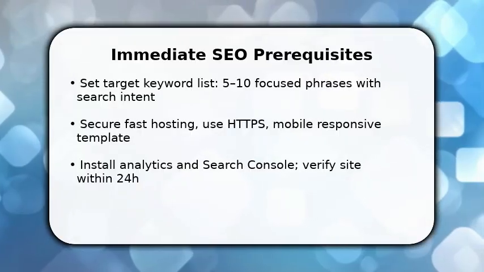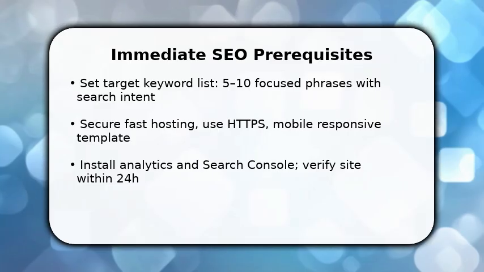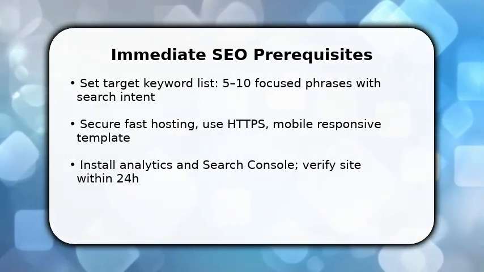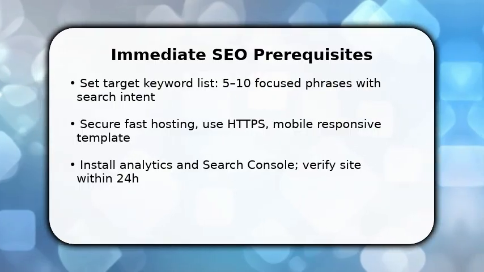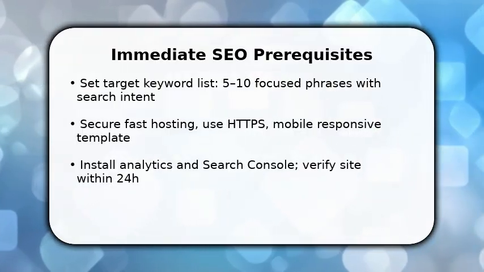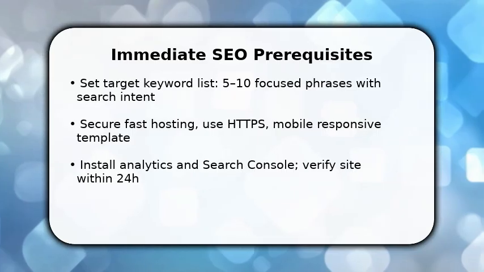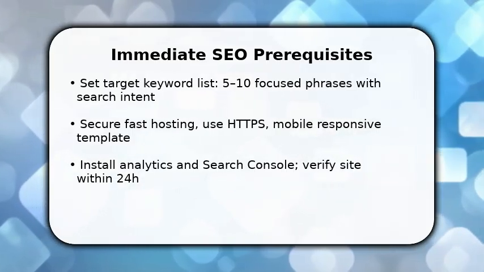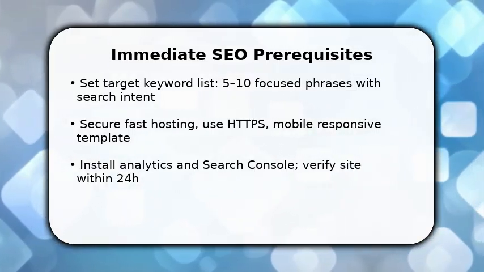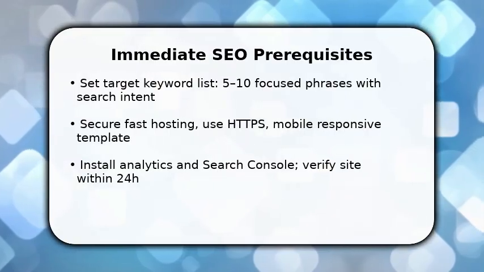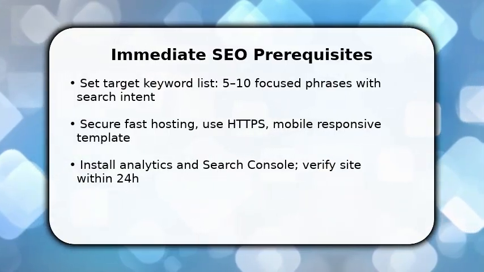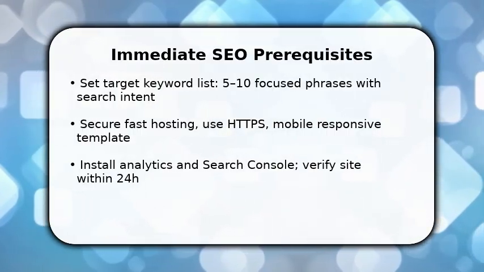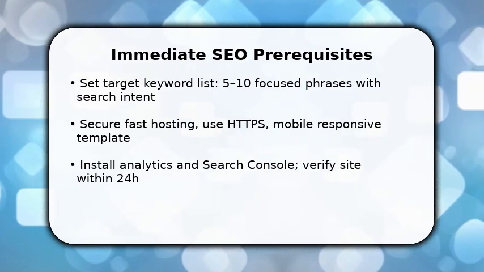You start by choosing 5 to 10 focused target keywords that match real search intent. This drives every decision. Once done, make sure your blogger theme is mobile responsive, served over HTTPS, and fast. Speed affects rankings. Next, install analytics and verify your site in Google Search Console so you can measure impressions and fix issues. Do these immediately. They unlock data and let you prioritize which pages to optimize first, rather than guessing what users want.